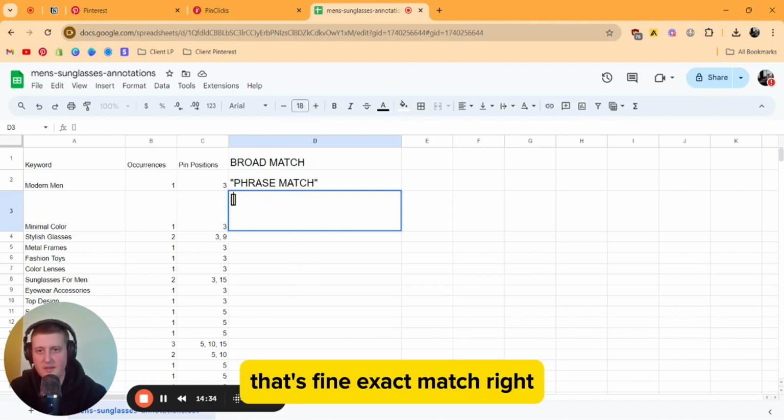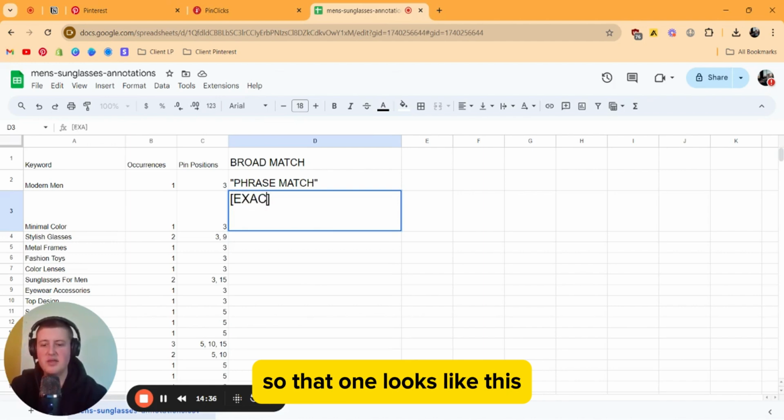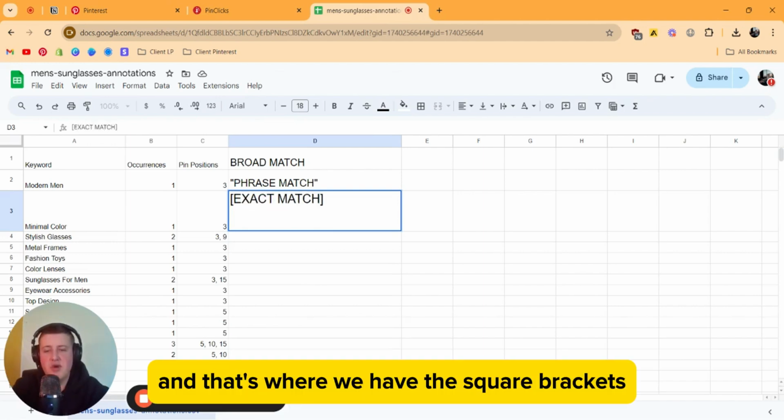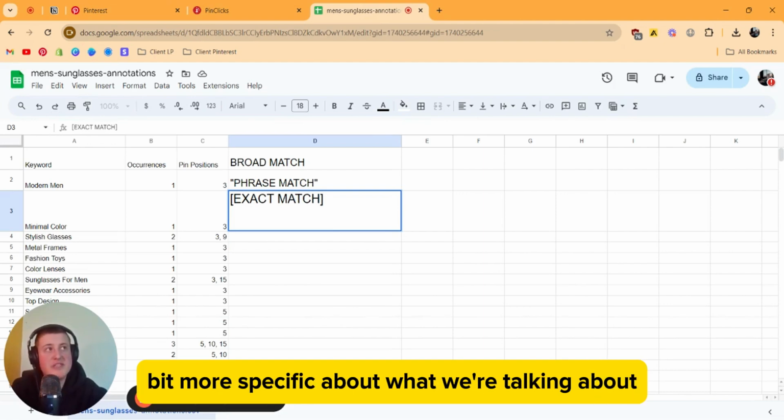That's fine. Exact match, right? So that one looks like this. And that's where we have the square brackets. And that's when we do start getting a bit more specific about what we're talking about.